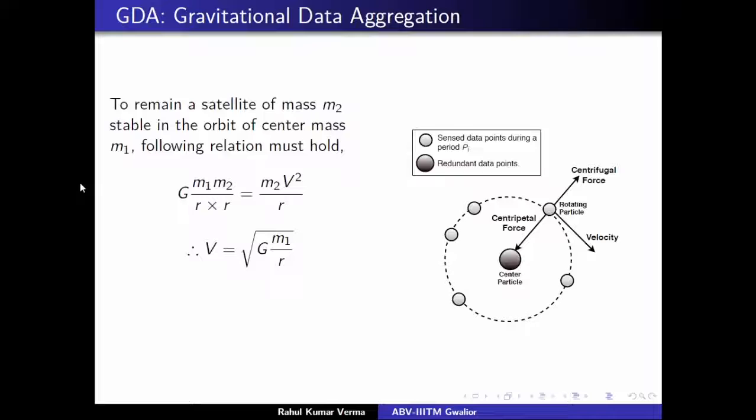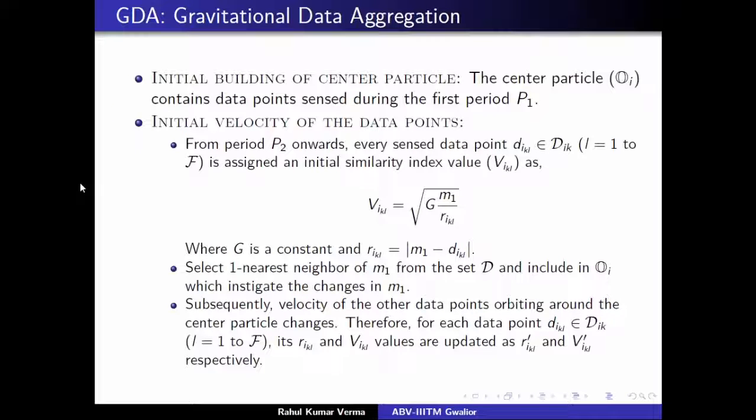As I showed you earlier, the equation is the same, where m1 is the average value of the center particle, and r is the distance between the newly sensed data point and the center particle. So it gives you the velocity basically, if I compare with gravitational physics.